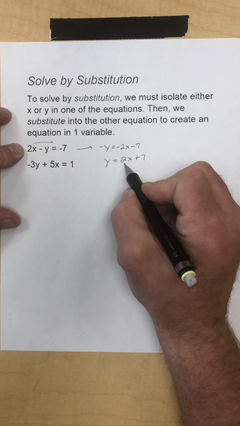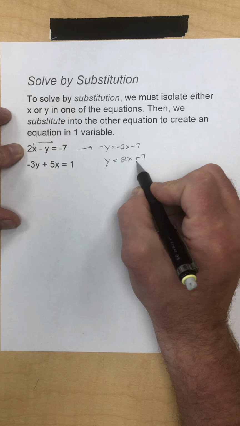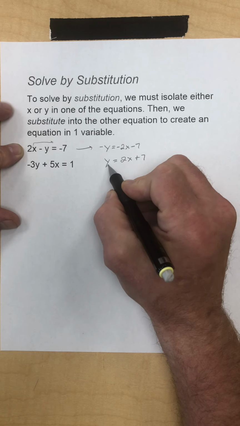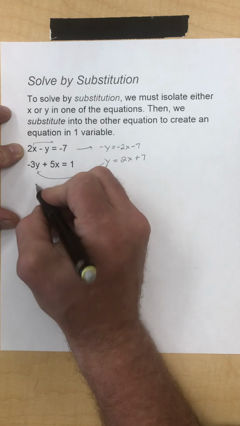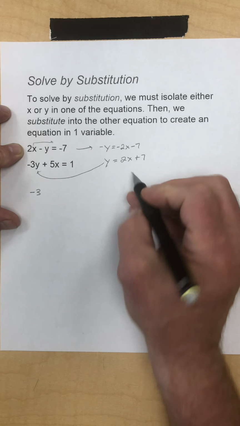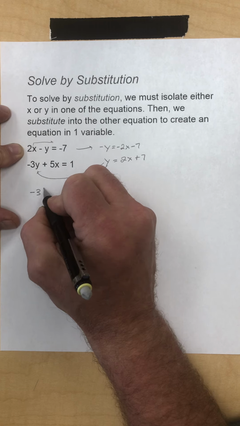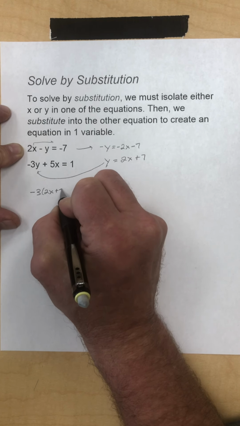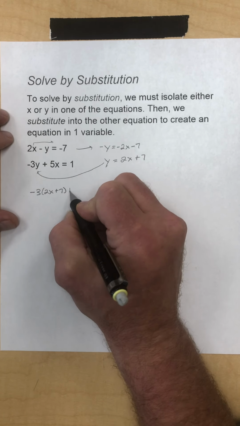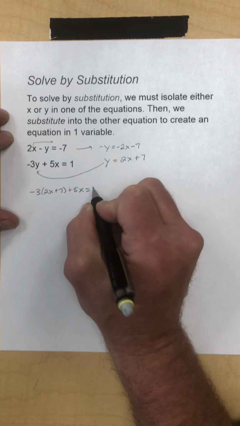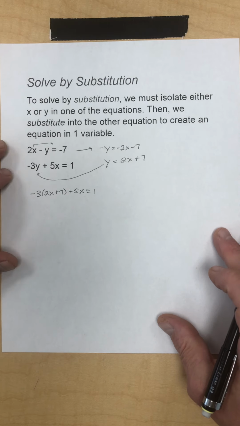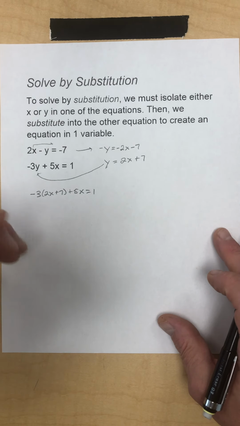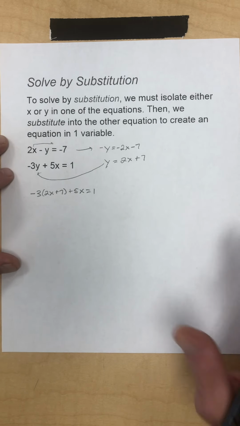So that means I can substitute 2x plus 7 in for y in the other equation. So I have my -3 times y, which is 2x plus 7, plus the 5x equals 1. And notice I have an equation in one variable, so I can solve for x. And whatever I get here ends up being the x coordinate of my point of intersection.